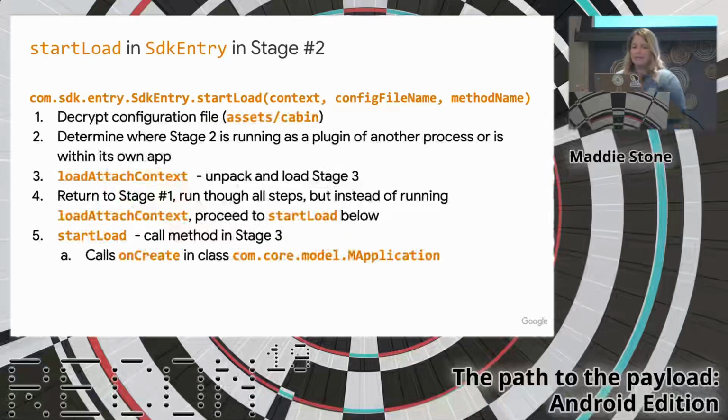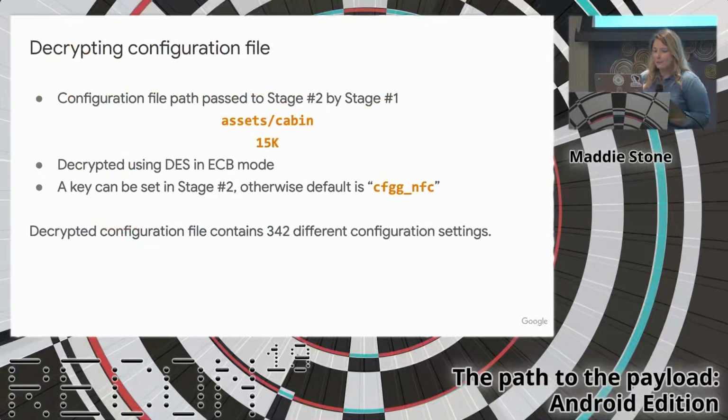The next thing it does is it then begins running whatever function is at the method name, that third argument. So the first time this is called, it's in load attach context, and that purpose is to unpack and load stage 3. We then return to stage 1 and go through the whole process again, this time from the application subclass call to heading. But this time, then we will pivot into stage 3. So that was the overview.